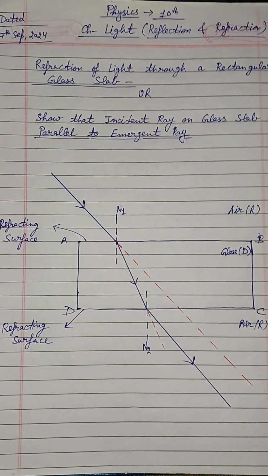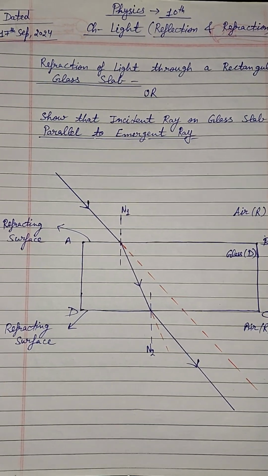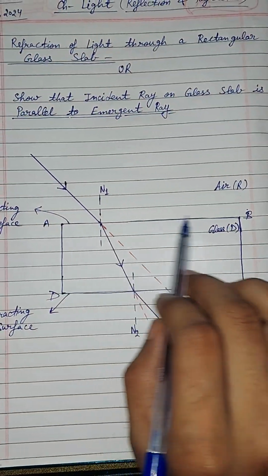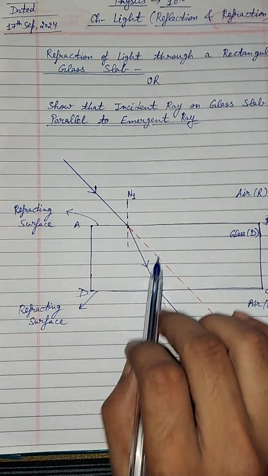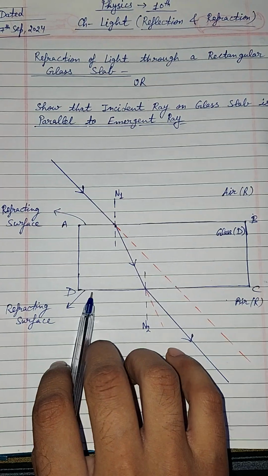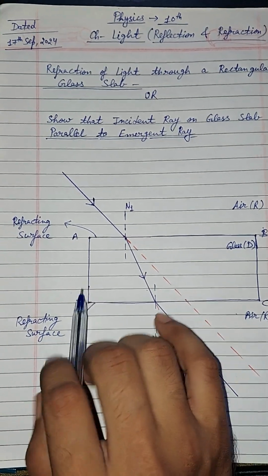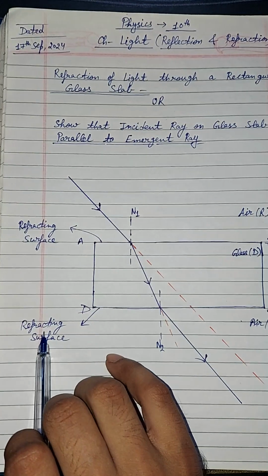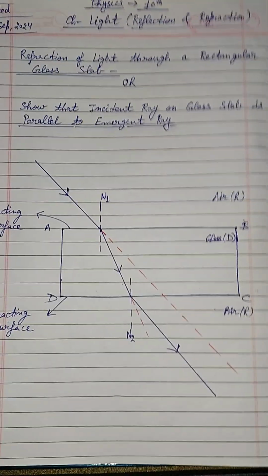It is a 3D shape. You can think of a cuboid in which the refracting surfaces are of rectangular shape. It contains two refracting surfaces, one is AB and one is CD, which are parallel to each other. I have written here refracting surfaces, and both these refracting surfaces will be parallel to each other.